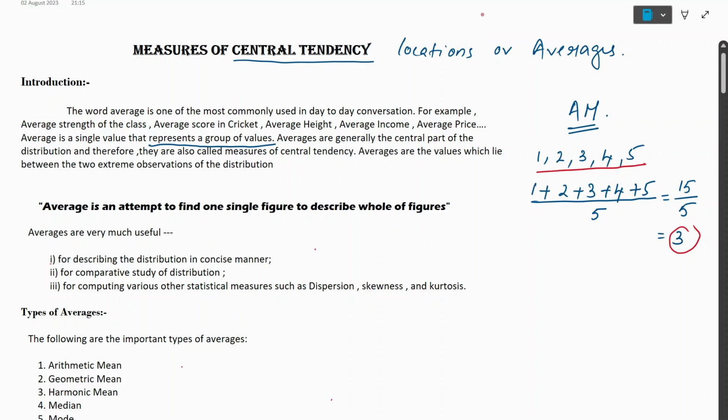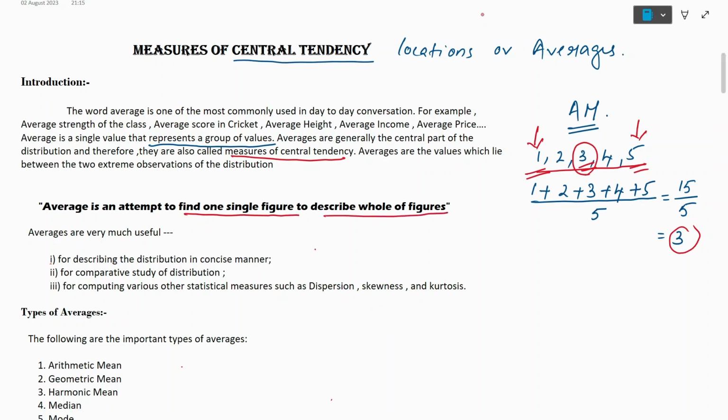Now 3 is located in the middle part of this distribution. That means averages are generally the central part of the distribution. Therefore, it is called measures of central tendency. Averages are the values which lie in between two extreme values. Now see here, this 3 lies in between the extreme values, that is 1 and 5. Average is an attempt to find a single figure to describe the whole set of figures.